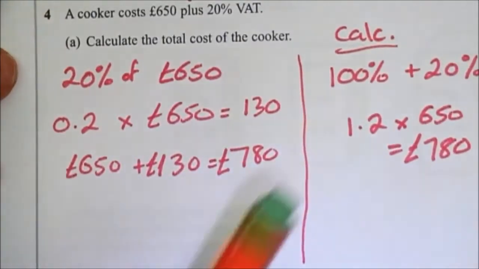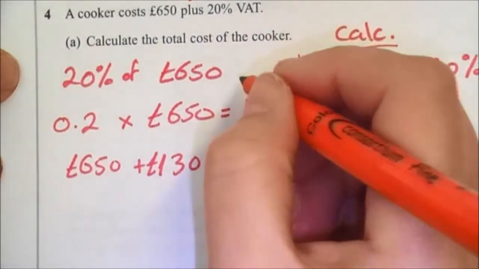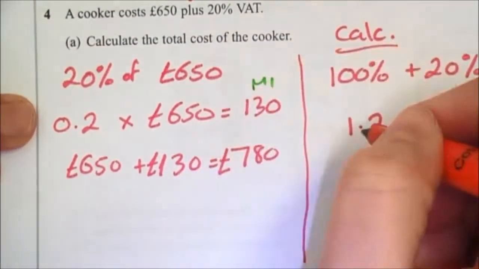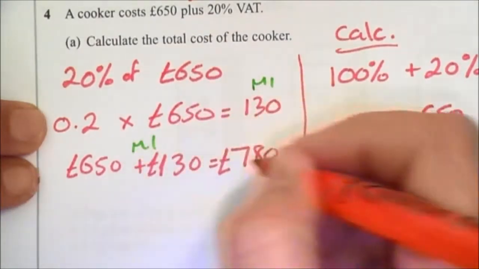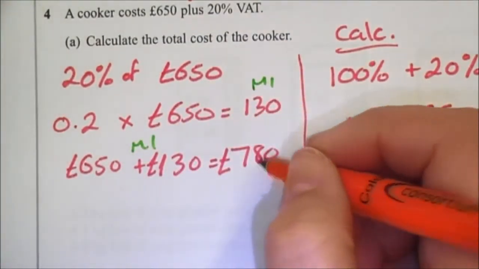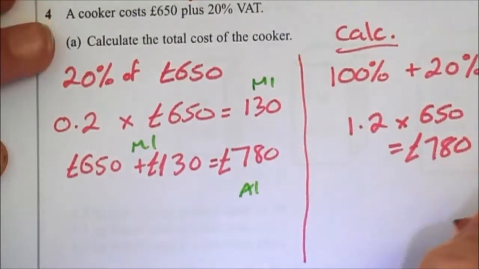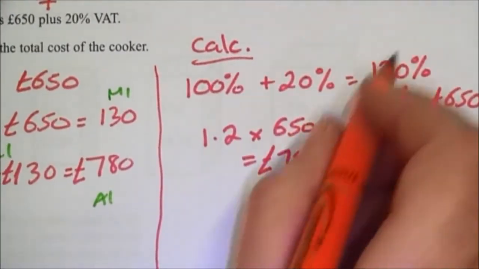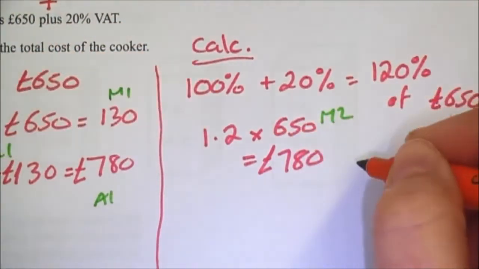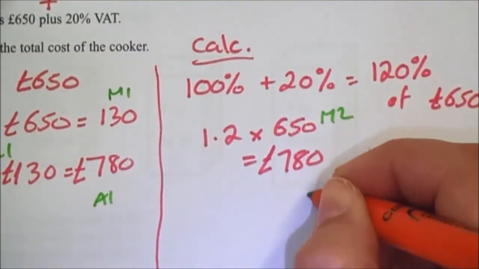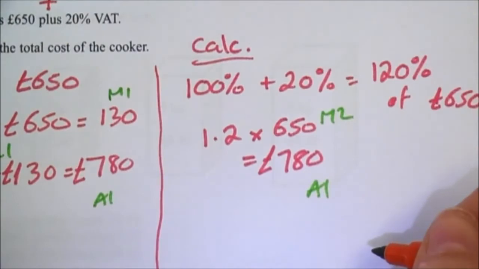In regards to mark distribution, if you chose to do this method, then you get 1 mark for showing that you can calculate the 20%. You get the second mark for showing that you know you needed to add that to the original price, and you get the answer mark for getting it correct. If you chose this method, you get 2 marks for showing that you're aware it's 1.2 times 650, and then you get the answer mark for getting the 780.